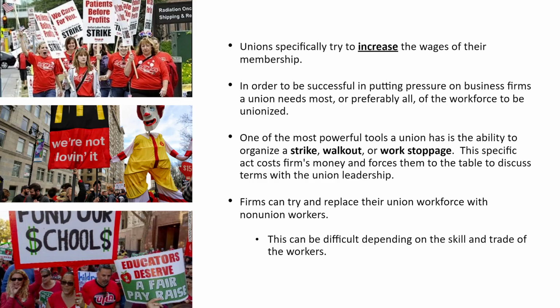So one of the most powerful tools that a union has is its ability to organize a strike, a walkout, or a work stoppage. And we've talked about this in U.S. history before. This act is designed to cost the firms money, and it forces them to come to the table to discuss terms that the union wants. Firms can try to replace these union workers with non-union workers, who are called scabs by union workers. But this can be difficult because, depending on the skill or the trade of the workers, that may not be possible.